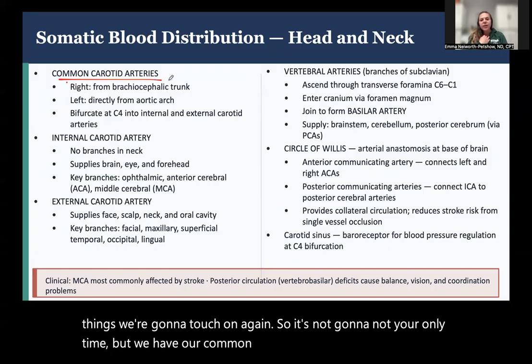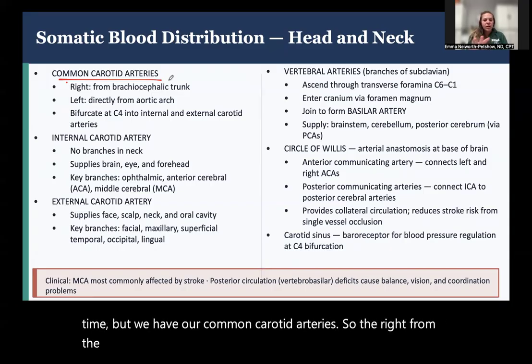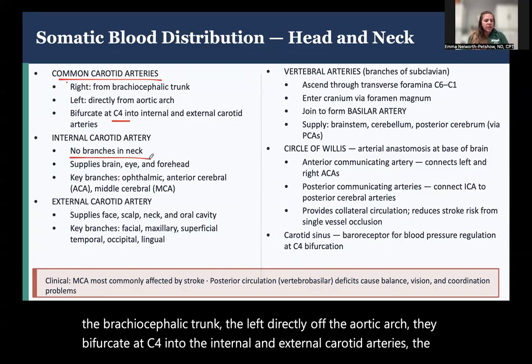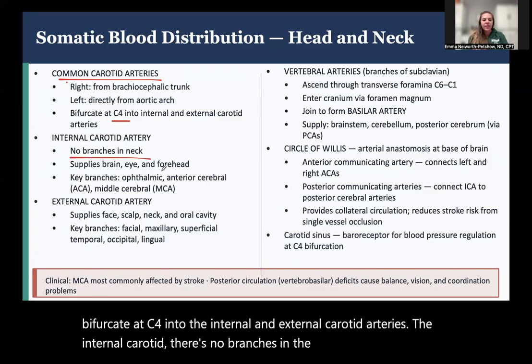So the right from the brachiocephalic trunk, the left directly off the aortic arch. They bifurcate at C4 into the internal and external carotid arteries. The internal carotid, there's no branches in the neck. It's supplying the brain, the eye, and the forehead.